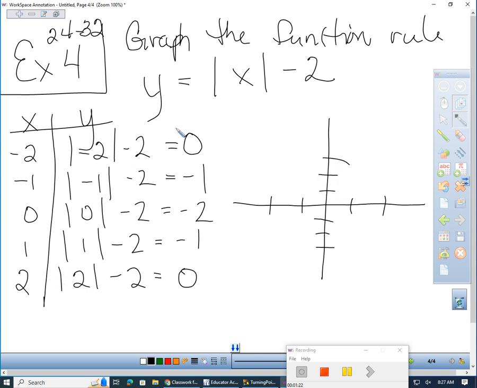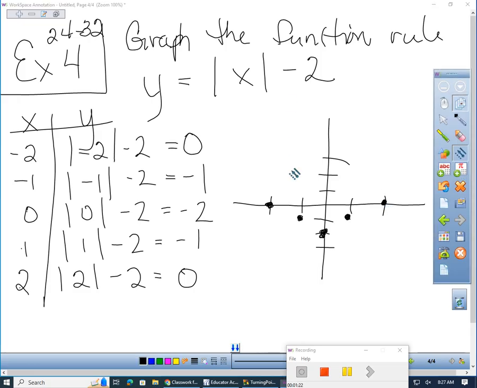All right, the first one I'm going to plot is -2, 0. So I go left 2 and right on the line. -1, -1. I go to the left 1 and down 1. Yep, those values we found. So I'm doing the point 0, -2. I go, this one is 1, -1. So I go to the right 1 and down 1. And then I have 2, 0. So over 2 and right on the line.